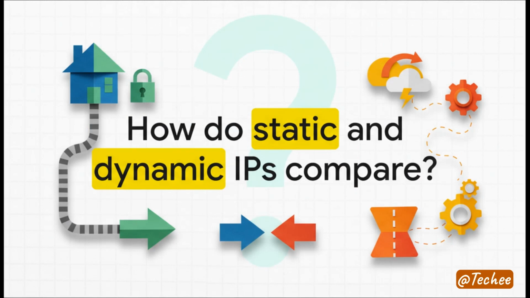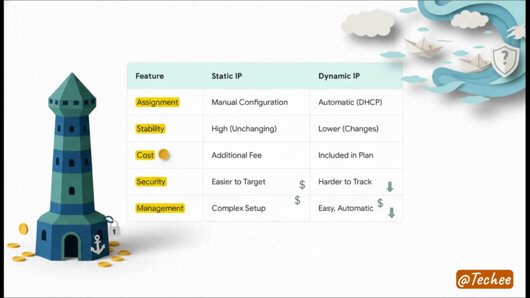Okay, so we've got the automatic, temporary one, and the fixed, permanent one. How do they actually stack up against each other when we get down to the nitty-gritty? Let's look at the real-world trade-offs. This chart really lays it all out, doesn't it?